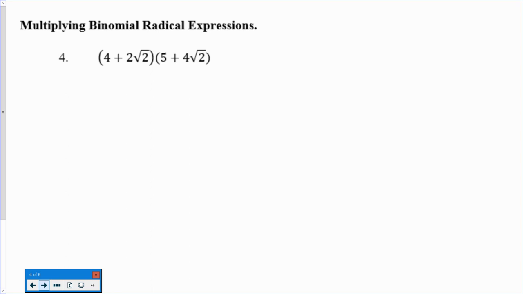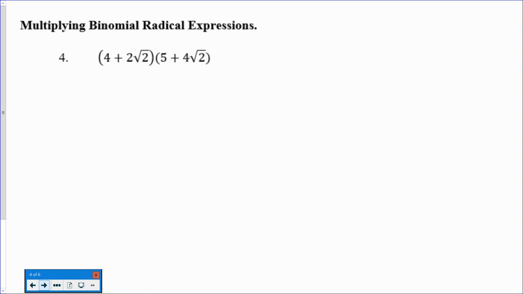Next, we'll look at multiplying binomial radical expressions. So radical expression is going to mean that you have a radical somewhere in there. Binomial means there are 2 terms. So I have 4 plus 2 square root of 2. That is a binomial radical, and then I'm multiplying it by 5 plus 4 square root of 2.